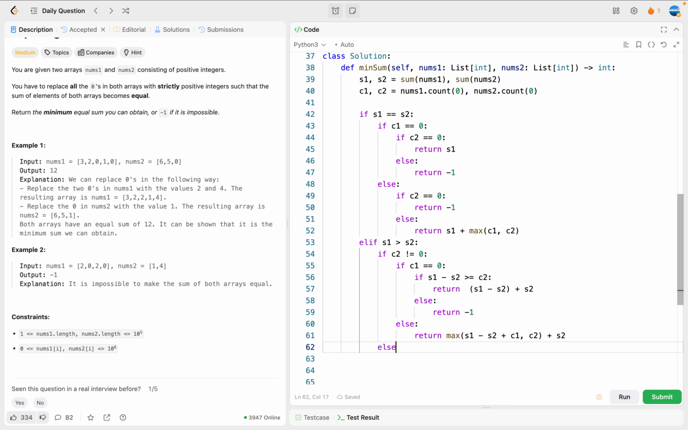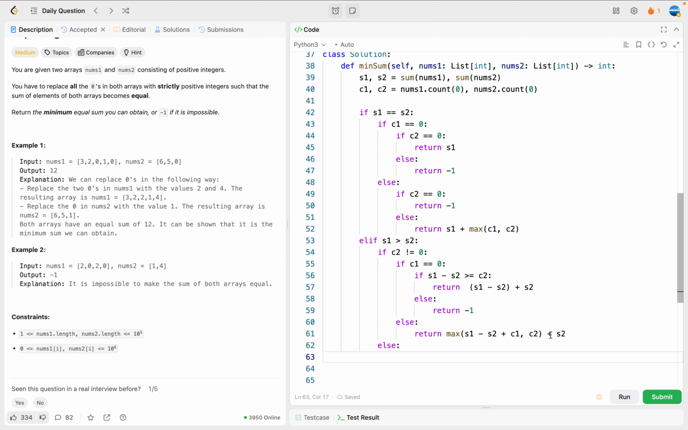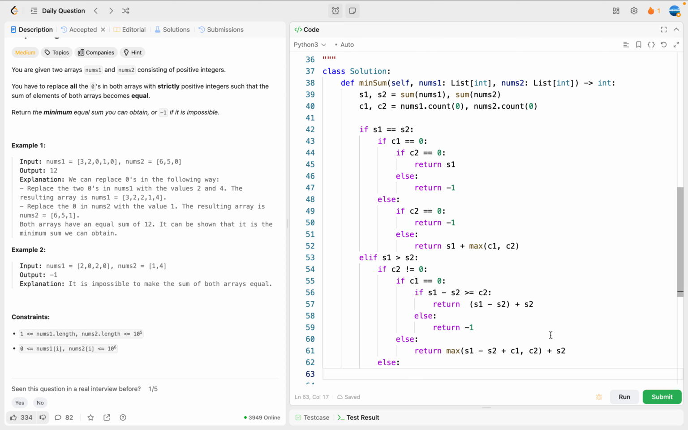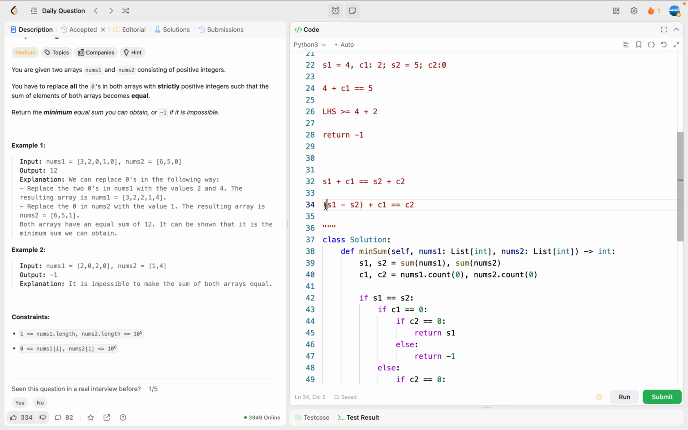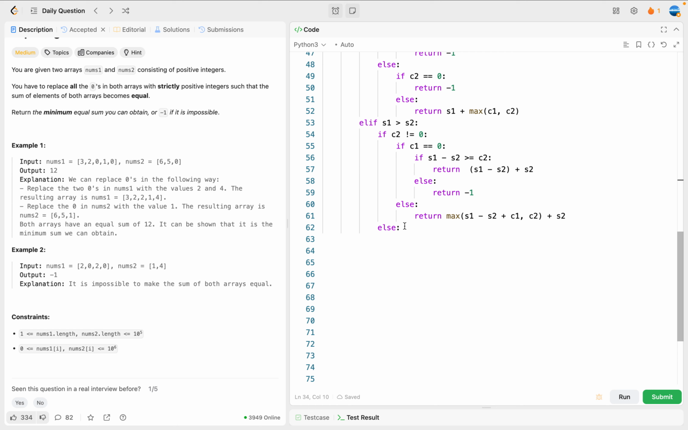Otherwise, if C2 is 0, right? Because if this guy is 0, this is positive. So it's impossible for the two sides to be equal. So we're going to return negative 1. So this is the else if condition. Then in the else, we should have S1 is less than S2.